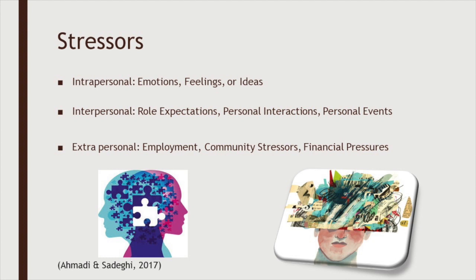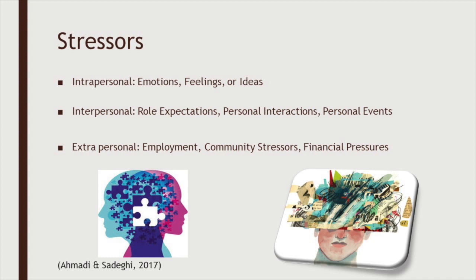The first is intrapersonal. This is the stress that occurs within a person. They can be emotions, feelings, or ideas. The next type of stressor is interpersonal. This type of stress occurs between different people, such as those in role expectations, personal interactions, or personal events. The third is extrapersonal. These stressors are ones that occur outside of the individual or family. It can include employment stressors, stressors from the community, or financial pressures.